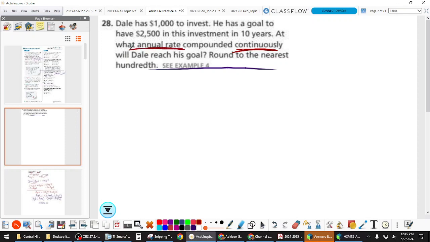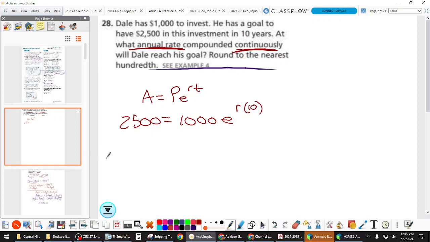We're trying to find the rate, so we know that we have to use the continuous compounding equation. A equals P E to the RT. What is A? It's his goal. That's how much he wants to have. P is how much he started with. E, of course, is just E. We don't know R. And then he wants this money back in 10 years, so T is 10.